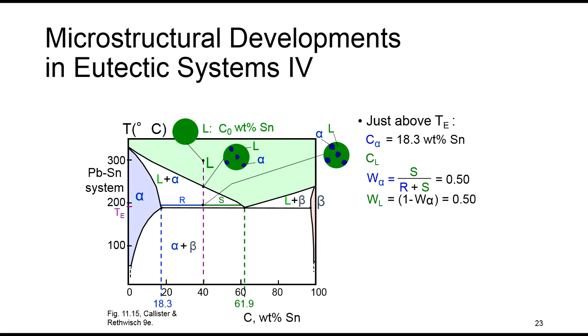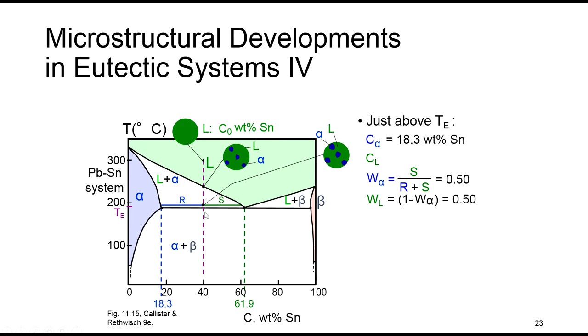For the liquid phase, it can be found from this green one right above the eutectic point, and it is 61.9 weight percent of tin. The weight ratio can be found using the lever rule by this relation, which is 0.5, and the liquid weight ratio can be found if we deduct this value from 1. So we see the same weight ratio at this point, just above the eutectic point.